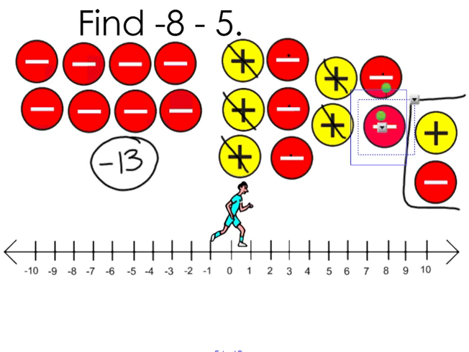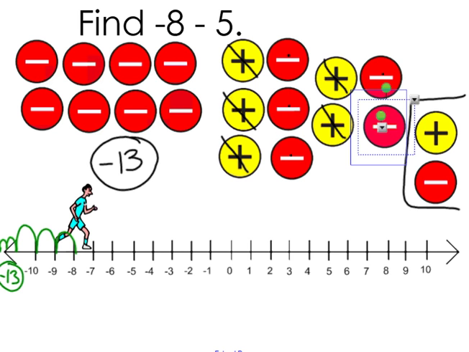Okay, integer man is going to go off the number line a little bit, but that's okay, we can still picture it. He's going to start at negative 8, and then he's going to go left 1, 2, 3, 4, 5. Those get squeezed in just a little bit, and he's also going to end at negative 13.